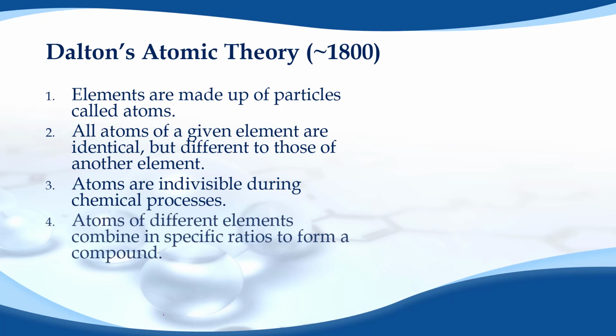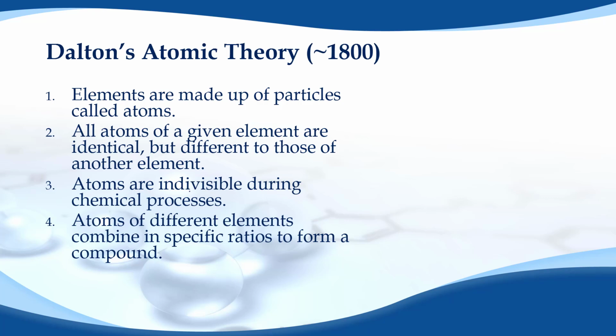And when you form compounds, atoms of elements can combine in special ratios to form that compound, right? So for example, in carbon monoxide, 1 atom of carbon combines with 1 atom of oxygen. In carbon dioxide, 1 atom of carbon combines with 2 atoms of oxygen. This is what's called the law of multiple proportions.